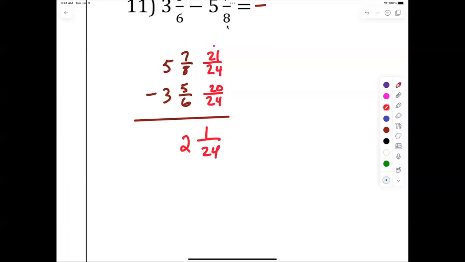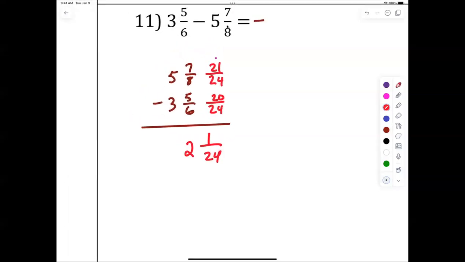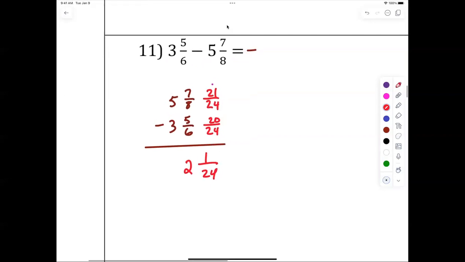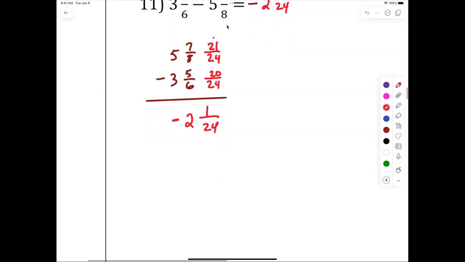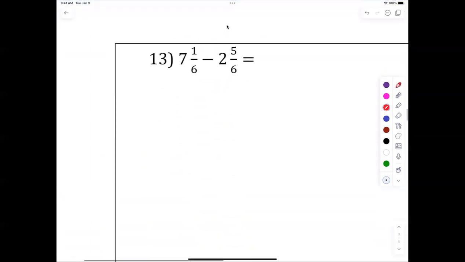But this is where kids make the mistake. They think the answer is 2, but we already know it's supposed to be what? Negative. So at the top, we're going to write -2 and 1/24. If you need to, put that little minus sign over there. That's fine also. Now I'm on 13. Do I add or subtract? Subtract. So which number is larger? I want everybody to put 7 and 1/6 minus 2 and 5/6.